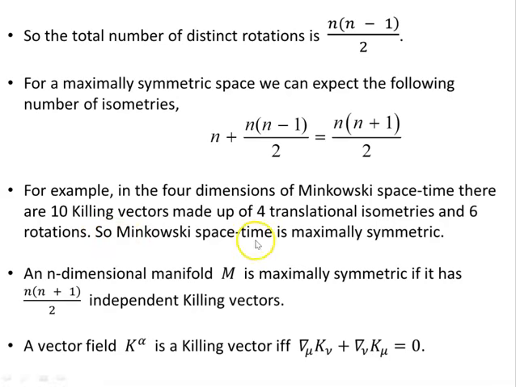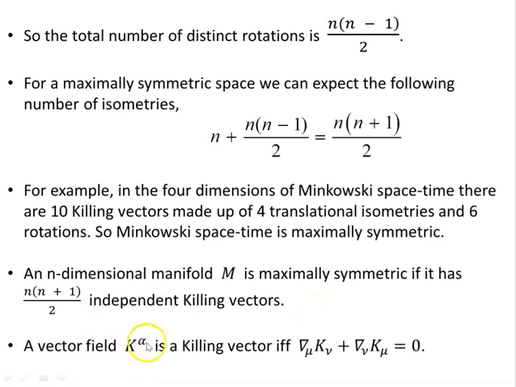So Minkowski spacetime is maximally symmetric, and there are a couple of videos on how the Killing vectors were arrived at, about 3 dealing with the Killing equation, so have a look in that area. Now, an n-dimensional manifold M is maximally symmetric if it has n(n+1)/2 independent Killing vectors.